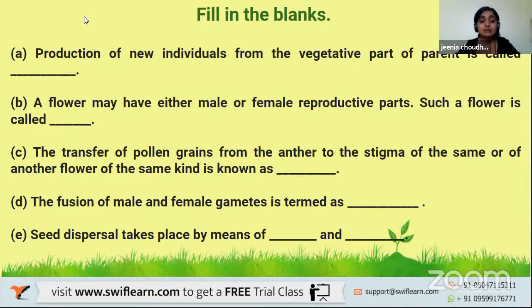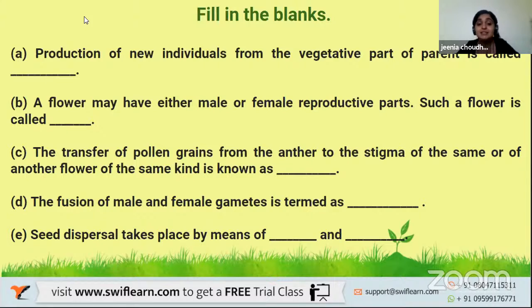Further, the fourth question: the fusion of male and female gametes is termed as. So when the pollen grains transfer from one flower to another, or to the same one, what exactly happens after that? The process where the male and the female gametes meet and fuse together is known as fertilization.